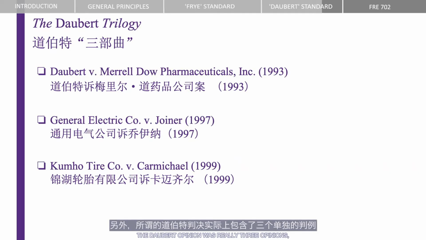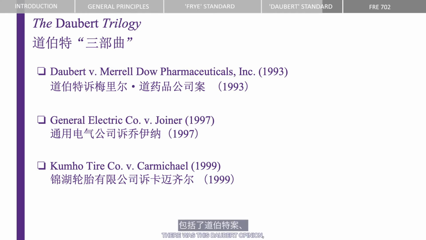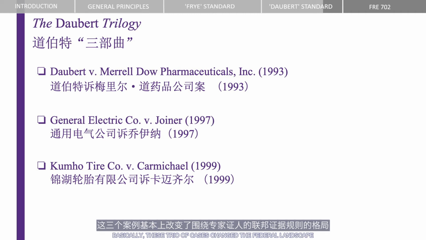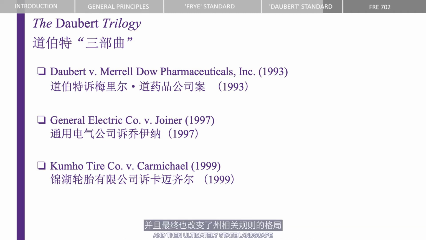The Daubert opinion was really three opinions. There was the Daubert opinion, there was Kumho Tire, and there was a case called General Electric v. Joiner. And basically this trio of cases changed the federal landscape and then ultimately the state landscape on the introduction of scientific expert testimony and just regular expert testimony.